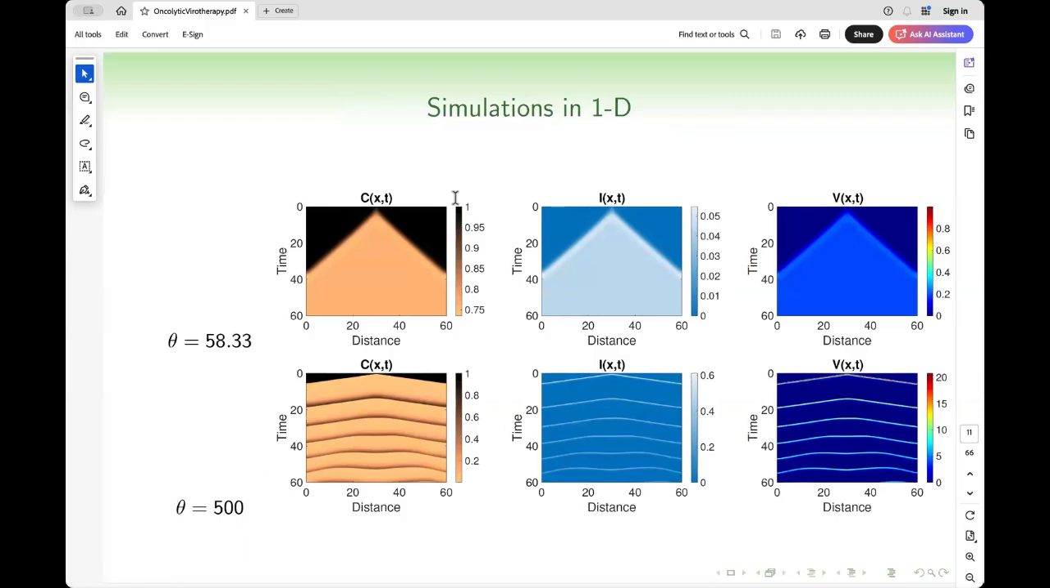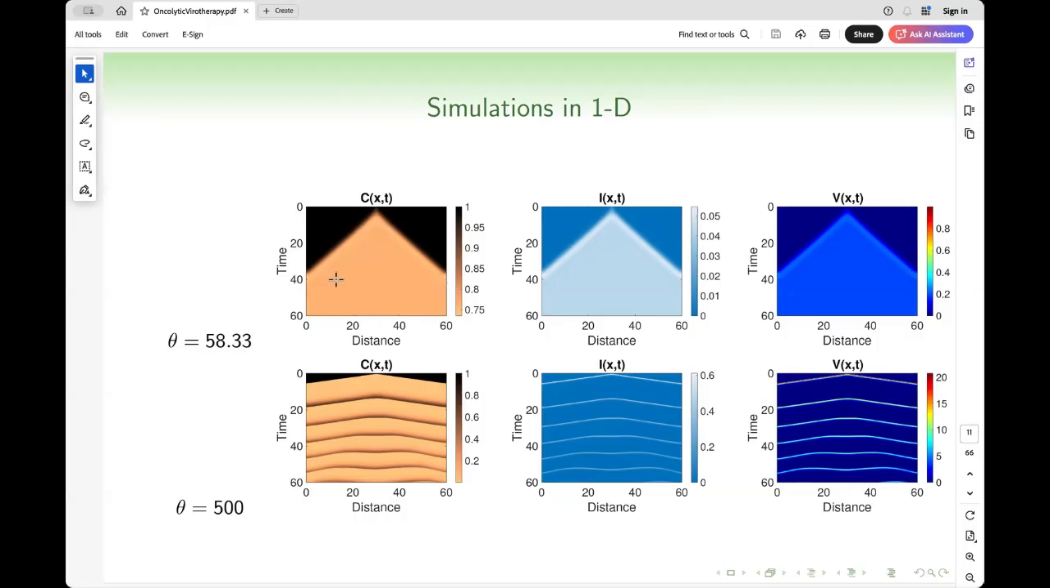And we initiate the cancer with 1 injection of the virus in the middle of the domain. And time goes down from 0 to 60. And so here's the cancer here, the infected cancer cells, here's the virus. And you see the infection with the virus spreads into the cancer domain.